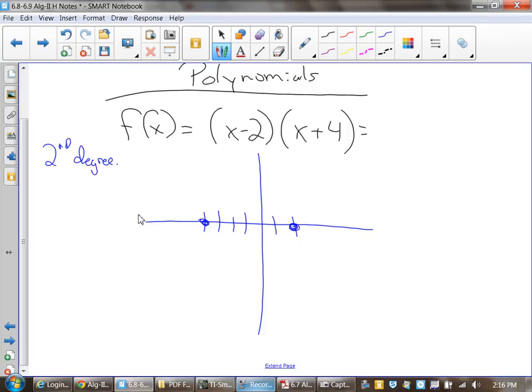The A value. Now, this polynomial, if you remember from last chapter, is written in that intercept form where your A value here is 1. So that means this one's going to be up like a cup. So, it's going to do that somewhere, right?